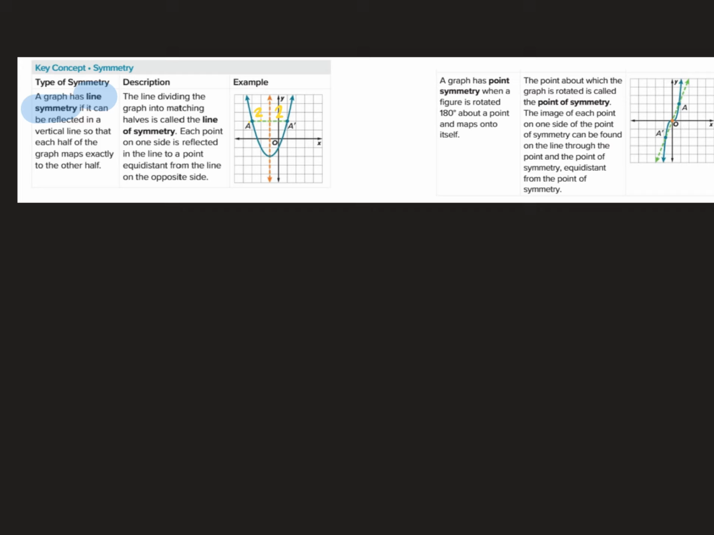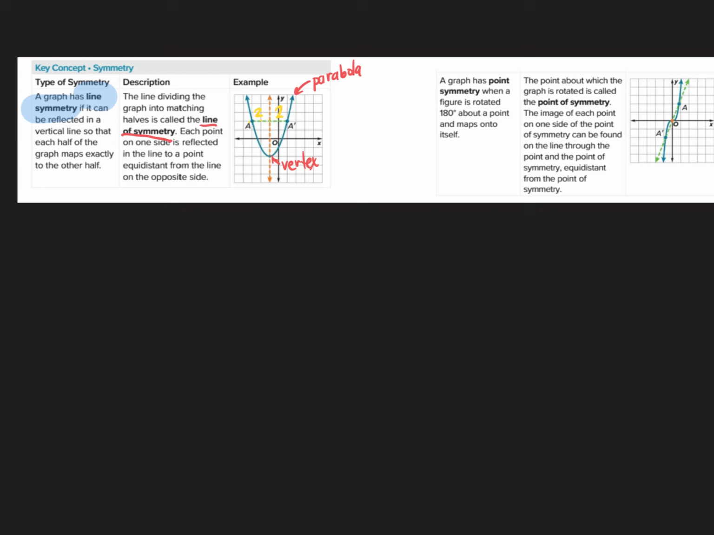So this is a parabola, if you did not know, and please write that down. A parabola has line symmetry, and that line goes through what is called the vertex of a parabola. You can choose points on the parabola, and they're equidistant, which means the same distance, from that orange vertical line. That's called line symmetry. The line dividing the graph into matching halves is called the line of symmetry. So that orange line is the line of symmetry.